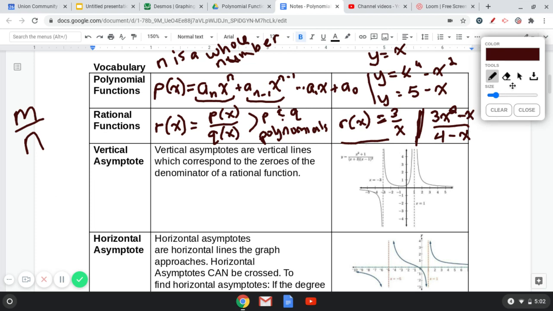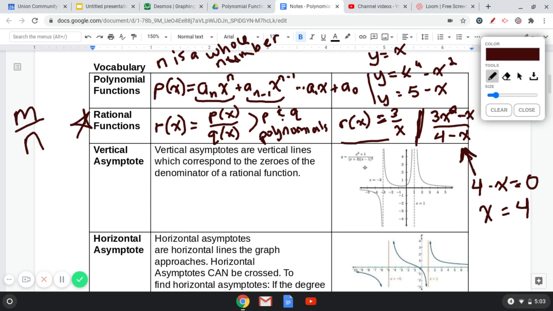Okay, and we've talked about this before, but we'll chat again about asymptotes. They come into play with our rational functions. So vertical asymptotes are vertical lines which correspond to the zeros of the denominator of a rational function. For example, this guy is going to have a vertical asymptote whenever we can get this denominator equal to 0. So that is when x is 4. So this means x equals 4 is a vertical asymptote.